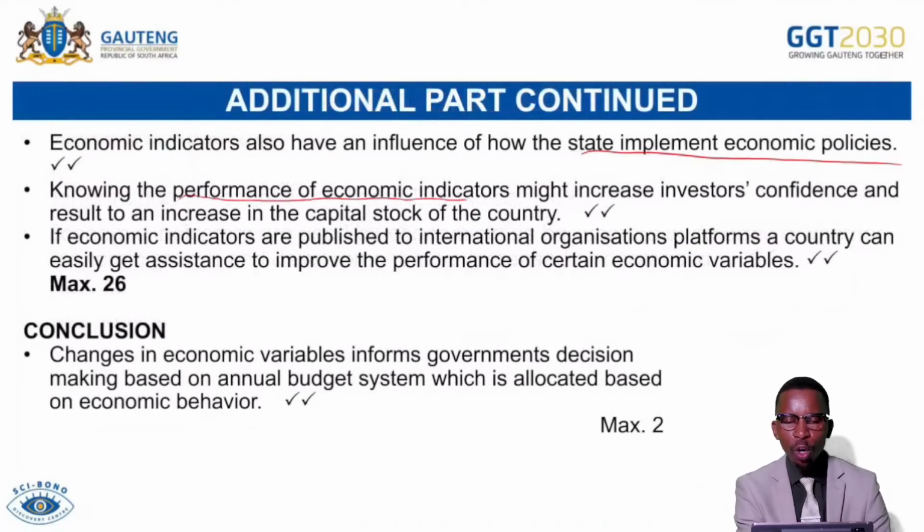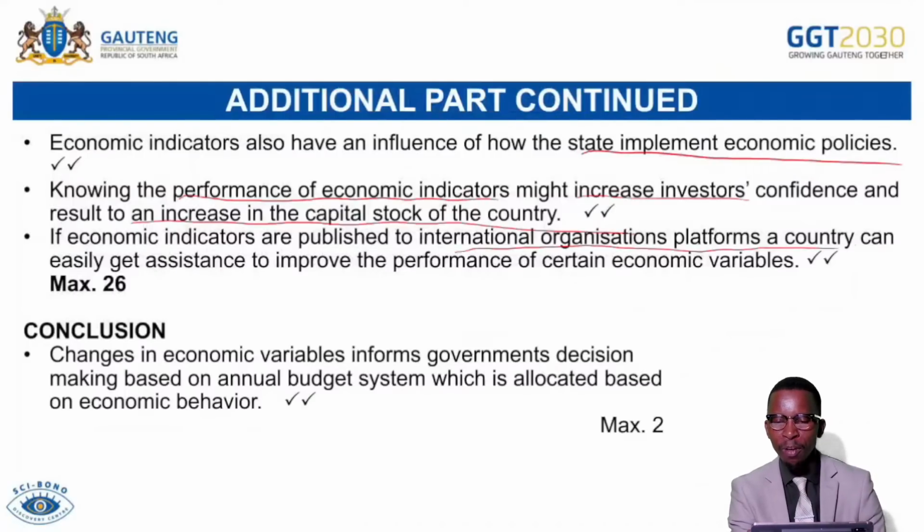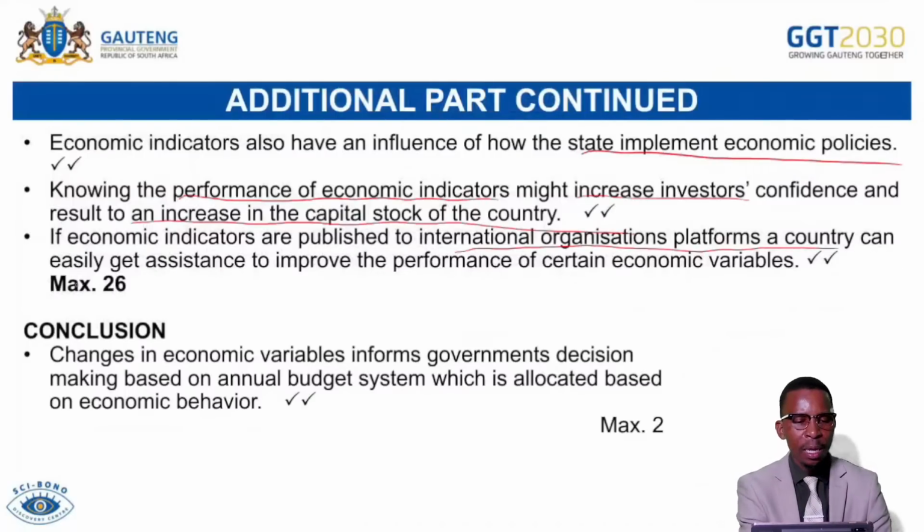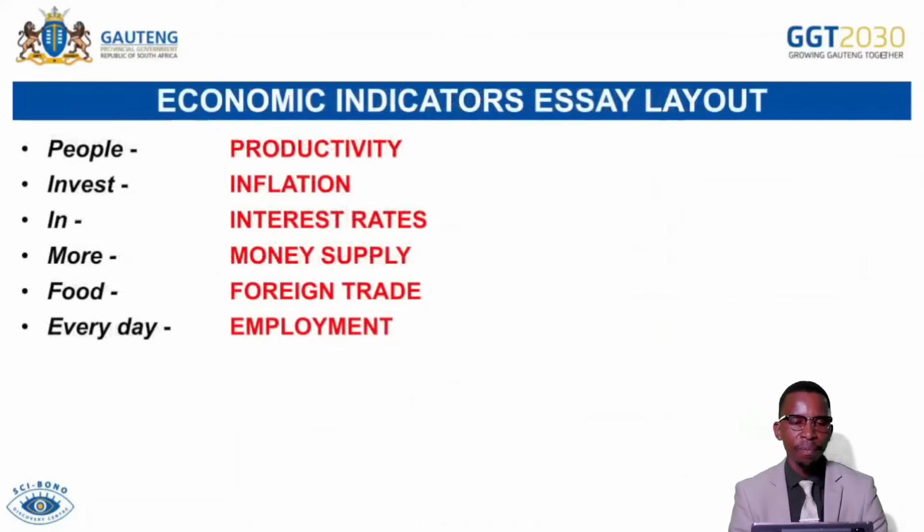Knowing the importance of economic indicators might increase investors' confidence and result in an increase in the capital stock of the country. If economic indicators are published on internal organization platforms, a country can easily be assisted to improve the performance of certain economic variables. Conclusion: changes in economic variables inform government decision making based on the annual budget system, which is allocated based on economic behavior. So economic indicators easily lay out.